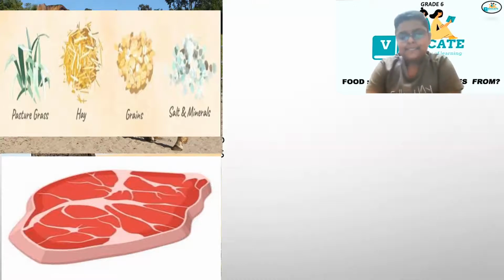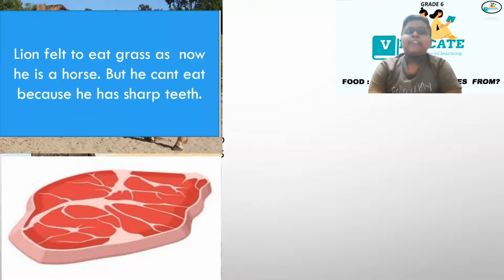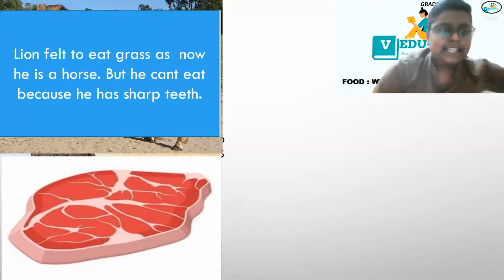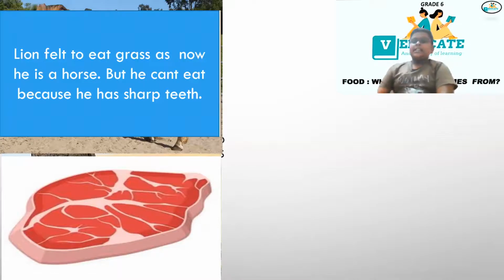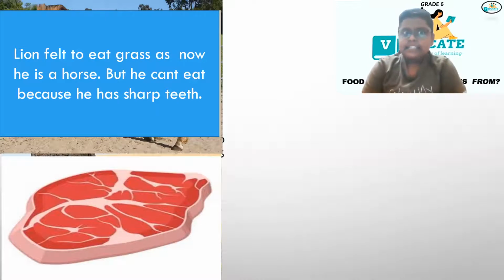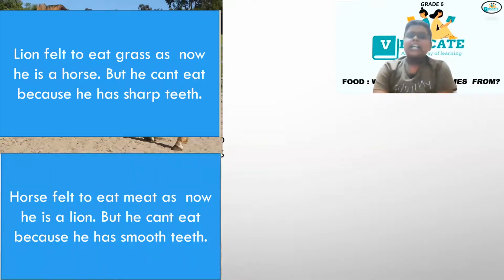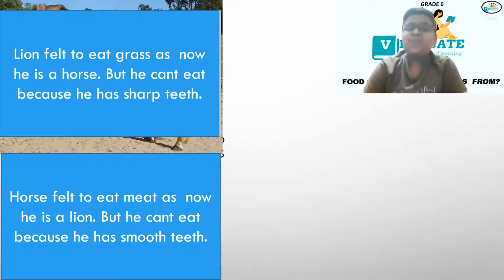Let's see what happens. Here, the lion felt like eating grass as he is now a horse, but he can't because he has sharp teeth. The god didn't provide teeth like a horse, so he can't eat the grass. And here, the horse felt like eating meat as he is now a lion, but he can't because he has no sharp teeth.